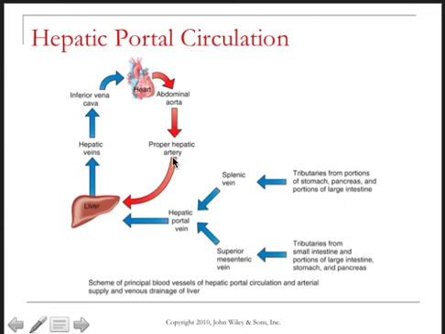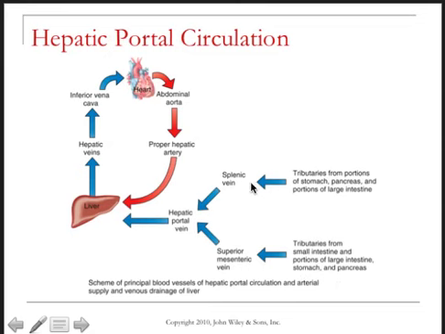runs to the hepatic artery, which fuses with the hepatic portal vein, and now we enter the liver as a mixture of oxygenated blood and fuel-rich blood. The hepatic portal vein collects blood from the stomach, the pancreas, the large intestine, as well as portions of the small intestine and the pancreas and the stomach.